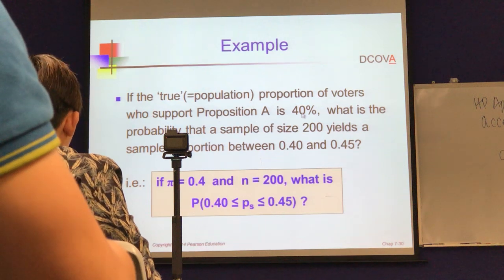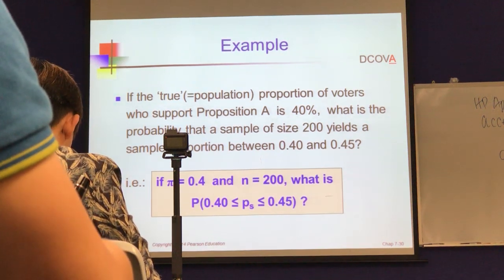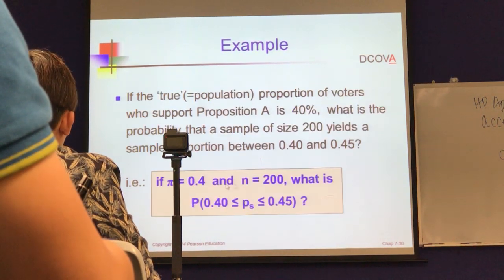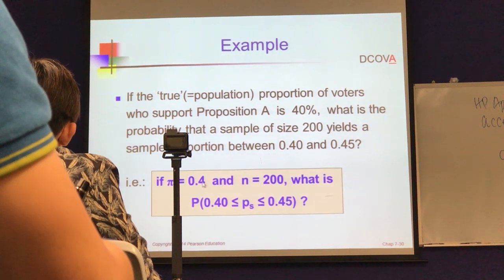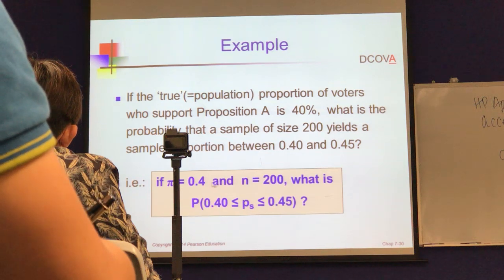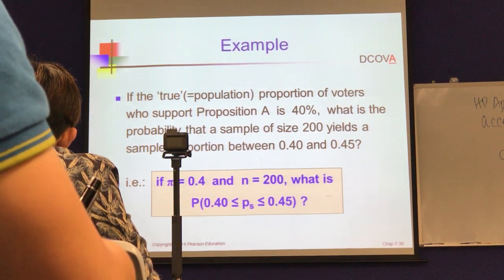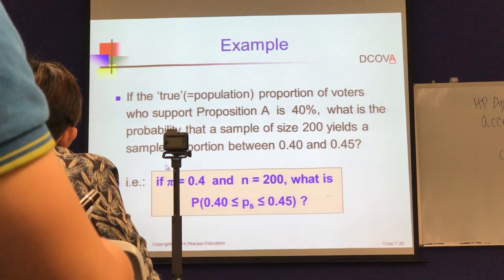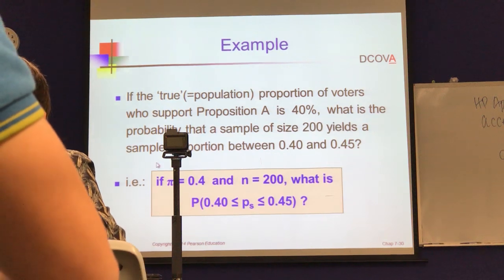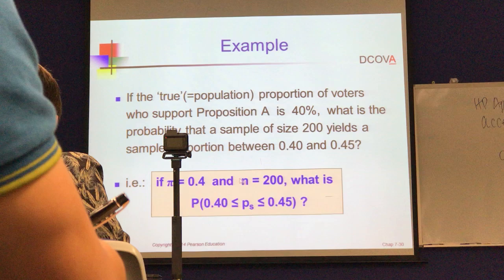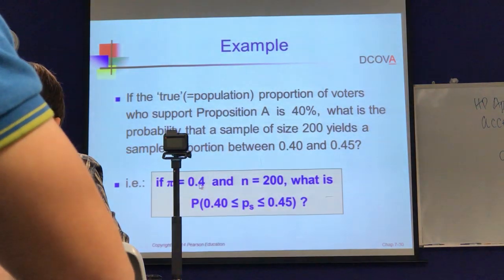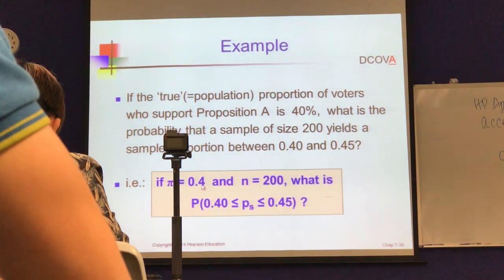Pi is 0.4. So n times pi, does it satisfy more than 5? N times pi is 80. N times 1 minus pi is 120, which is not written over here. So I suggest that you write somewhere here: n times pi equals 200 times 0.4 equals 80.